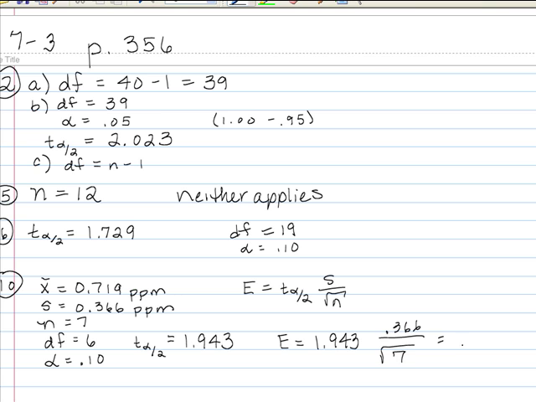So now we need to take our 0.719 minus 0.1978 and our 0.719 plus 0.1978. 0.719 minus 0.1978 is 0.521 and 0.719 plus 0.1978 is 0.917, assuming I didn't make any mistakes here.